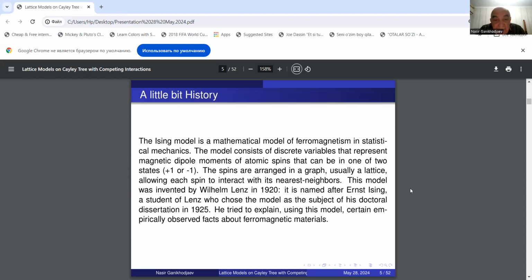This model was invented by Wilhelm Lenz in 1920. It is named after Ernst Ising, a student of Lenz, who chose the model as the subject of his doctoral dissertation in 1925. He tried to explain, using this model, certain empirically observed facts about ferromagnetic materials. For example, it was known that at very low temperature, a metal obtains some magnetic properties.